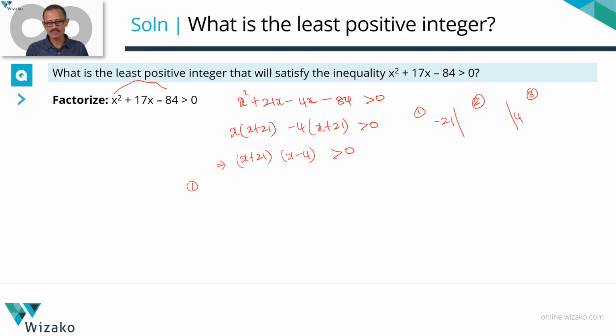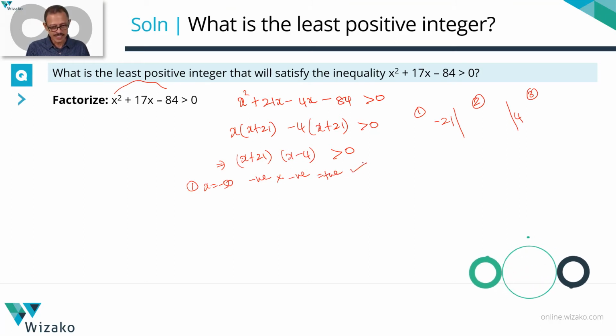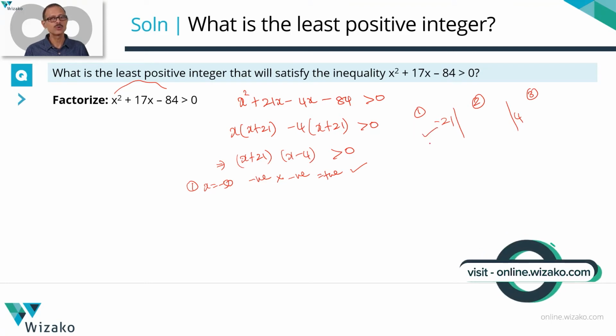I'm going to pick a number which is less than minus 21. Pick any number. Go for something like x equals minus 50. We are not even going to compute the value. Minus 50 plus 21, this part is a negative number. Minus 50 minus 4 is also a negative number. Product of two negatives is a positive one. We want this expression to be positive. Is it positive? Yes. So in the first range, it holds good. For any value less than minus 21, this inequality will hold good.